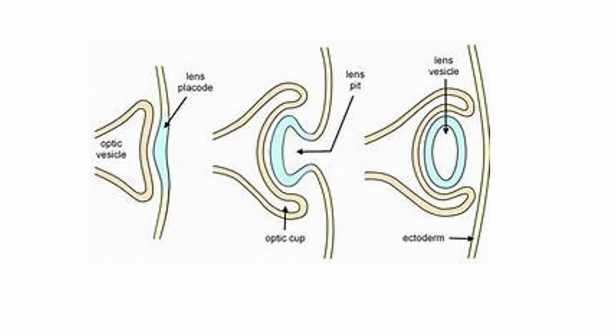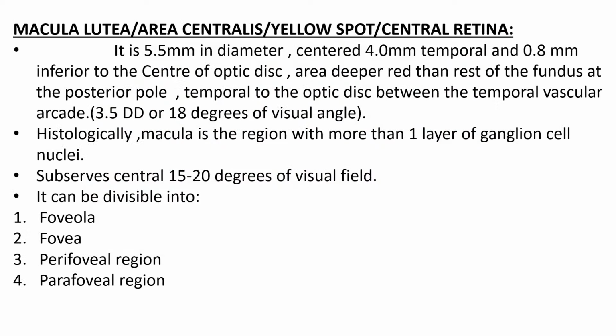This is the optic cup from which the macula develops. Macula lutea, area centralis, or yellow spot or central retina. It is 5.5 mm in diameter, centered 4.0 mm temporal and 0.8 mm inferior to the center of the optic disc. Area deeper red than the rest of the fundus at the posterior pole, temporal to the optic disc between the temporal vascular arcade. It is 3.5 disc diameters or 18 degrees of the visual angle.